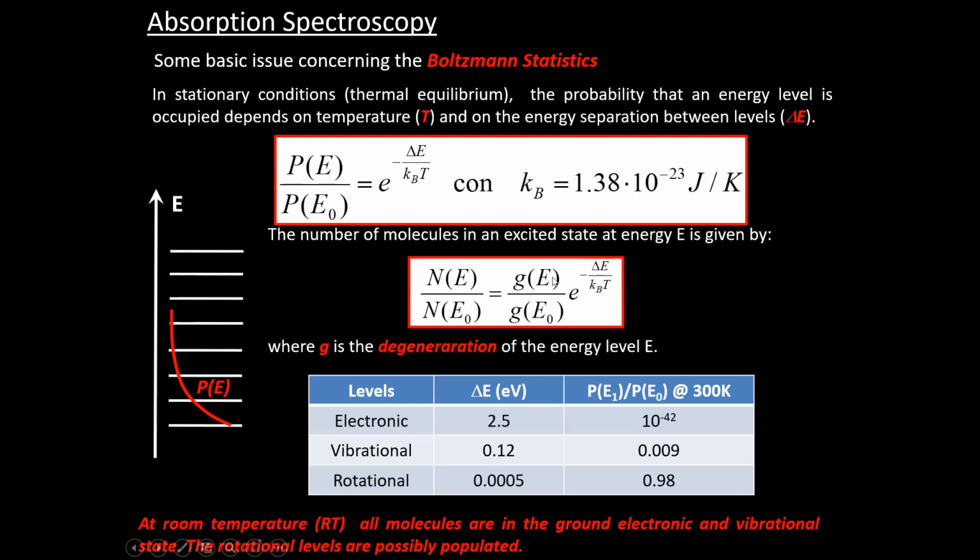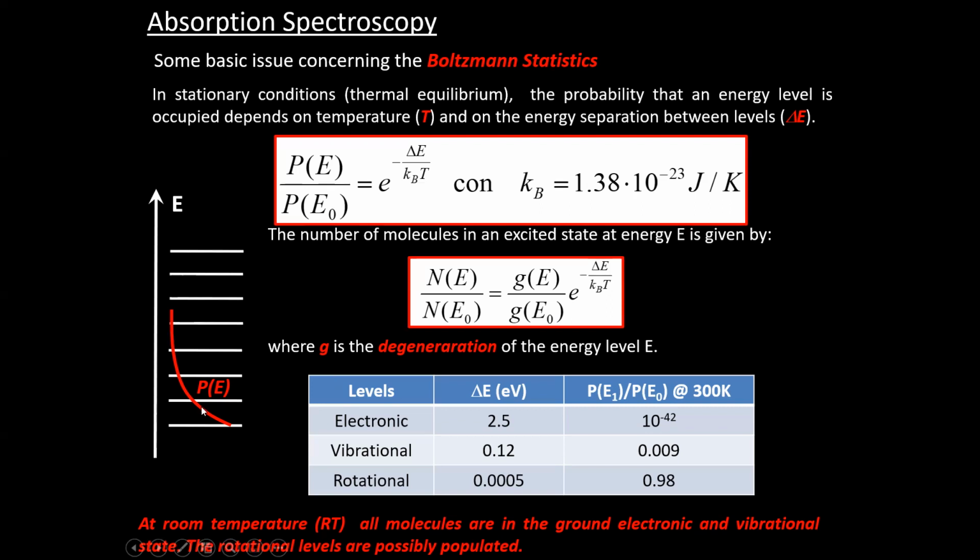What does it mean? Of course, if, for example, the degeneracy of the first excited state is 1000, you will have 1000 times more molecules in that state because there is more space. So normally you have to take this into account to be precise. Now, this is the important thing that you have to understand.